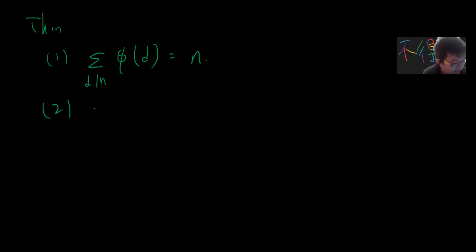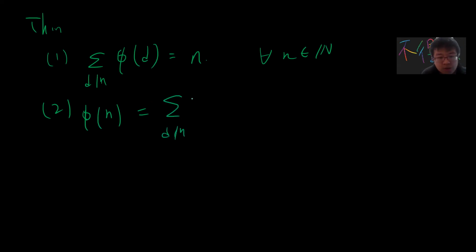So the first theorem I want to state is the summation of phi of d over d dividing n. You give an n, you take each factor d and take phi of d, and this gives you n, for all positive integers n. The second is that phi of n, using the Mobius transformation that I previously proved, is basically the sum of mu of d times n divided by d.